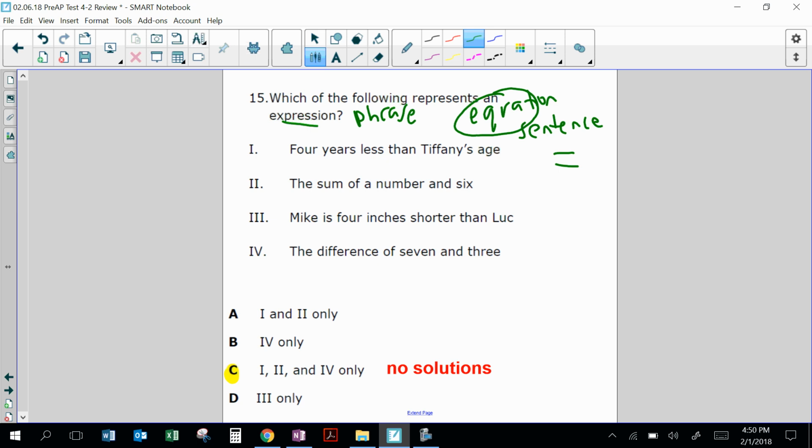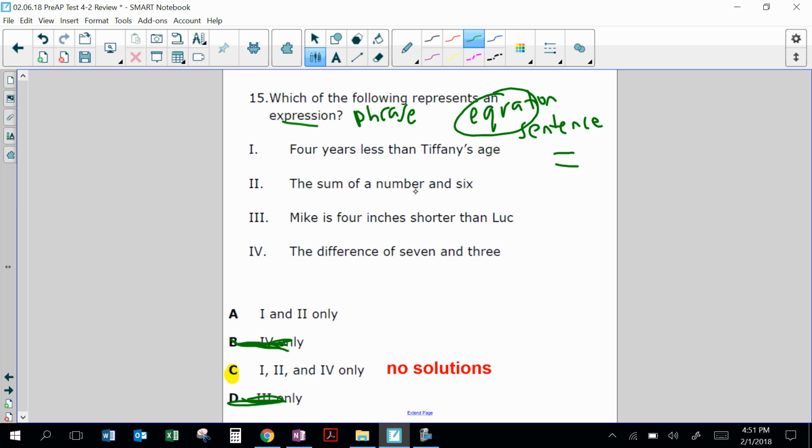Which of the following represents an expression? 4 years less than Tiffany's age. I feel like they didn't give me enough information to solve this. I would like to know what Tiffany's age is. Or if you subtract 4 years from Tiffany's age, what would that number be? That's an expression. So it would be A or C, because they both have 1 in it.